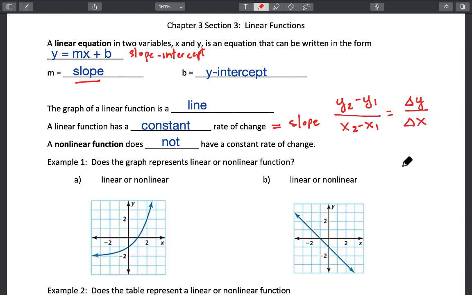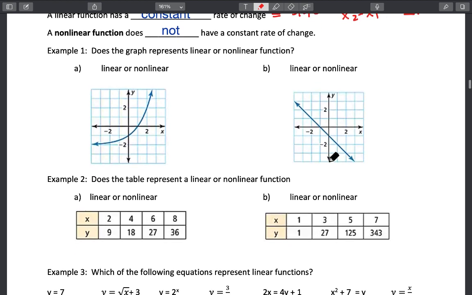Another way we're going to think about this is the change in the y-coordinate divided by the change in the x-coordinate. A nonlinear function does not have a constant rate of change, and therefore it's not going to look like a straight line. Let's do a few of those examples here and you'll see what we mean.